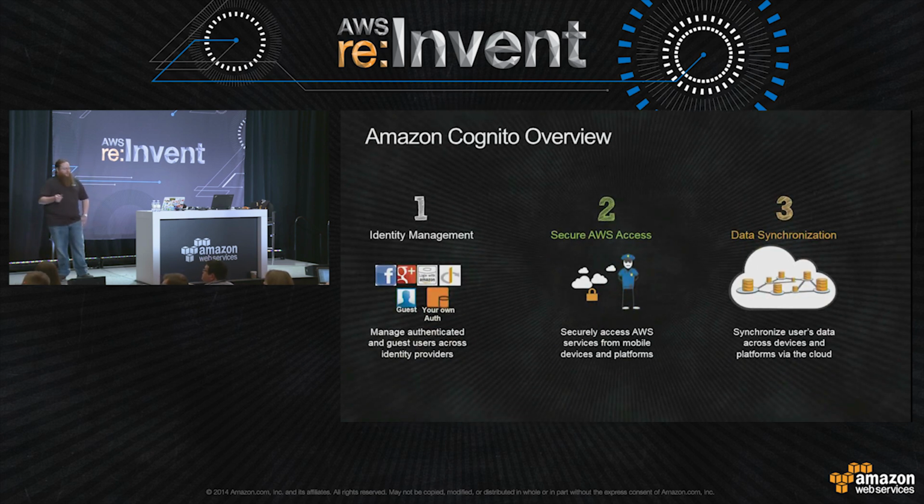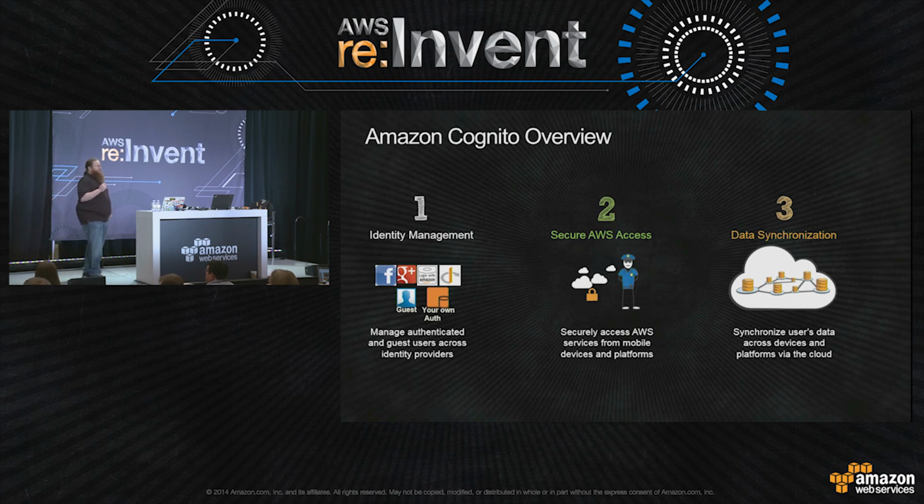Cognito is, again, a product I work on. It's got 3 main components. First is the identity component. So we allow users to log in with any public provider, as well as your own authentication system. The system also supports unauthenticated guest access, as well as transitioning from unauthenticated to authenticated access.